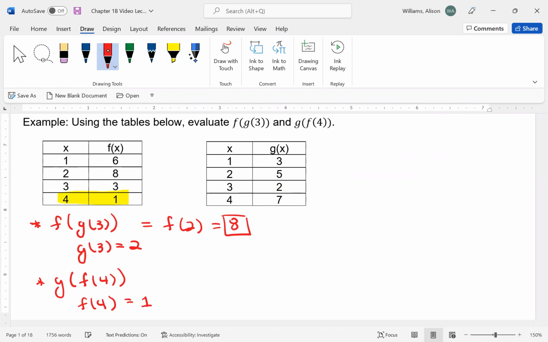So now I'm going to take 1, and I'm going to come back up here, and I'm going to plug it in to g of x. So g of 1 ends up being 3. And there we go. So what we're doing is we're finding the inside function, evaluating it first, and then taking that result and plugging it into the outer function.